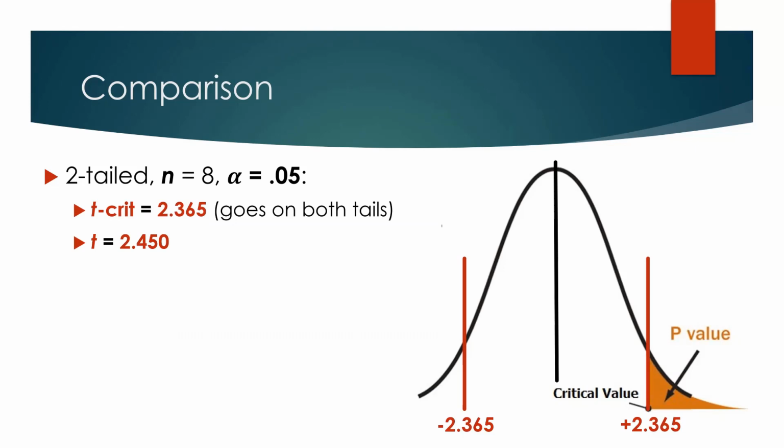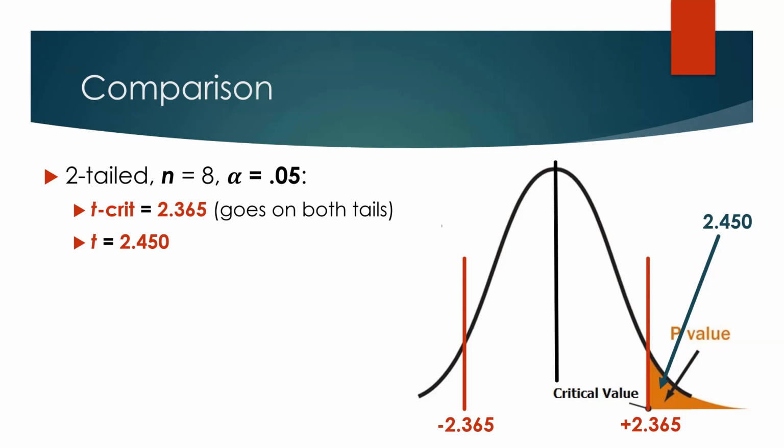So if it's 2-tailed, the t-crit goes on both tails. So when we put our t-score, we need to see, does it go past either of the t-crits or is it before the t-crits? So we know that positive 2.450 goes past positive t-crit 2.365. If it was negative 2.450, it would be past the negative version of the t-crit on the other side.